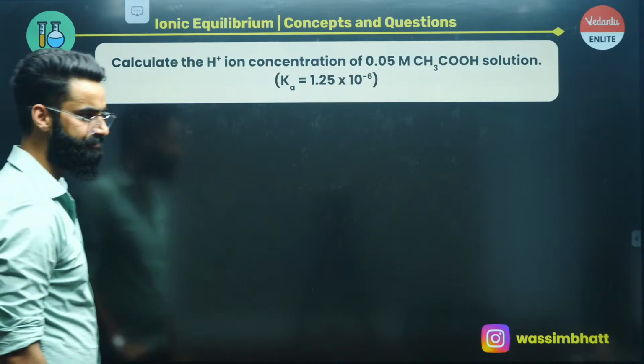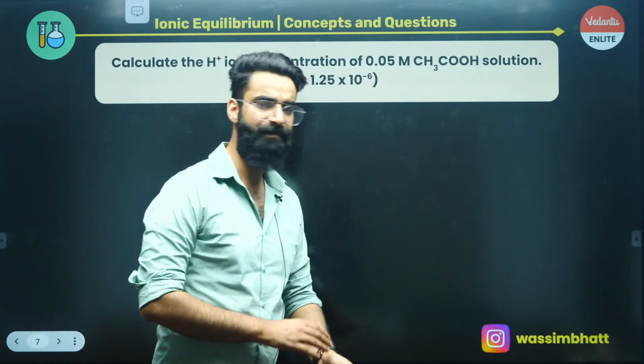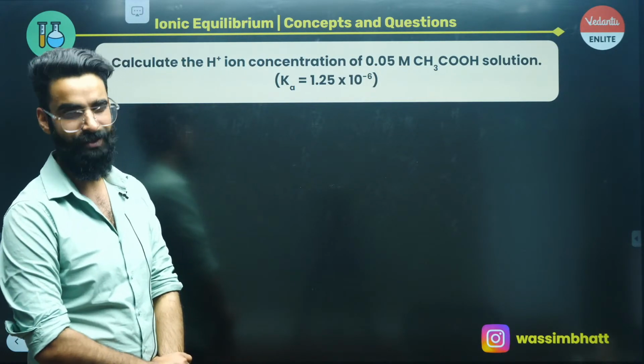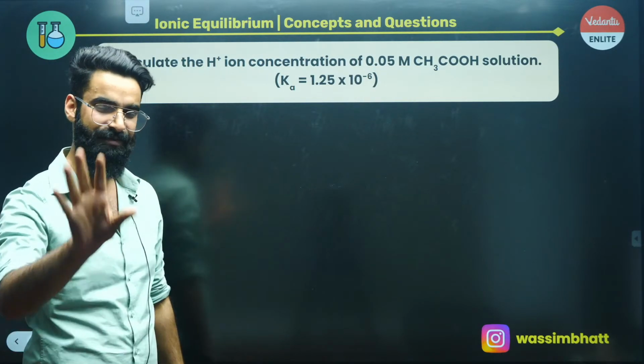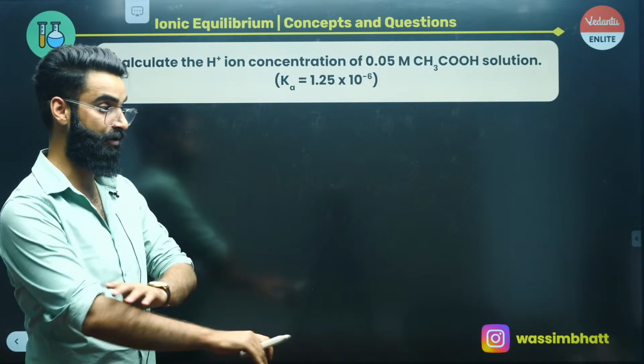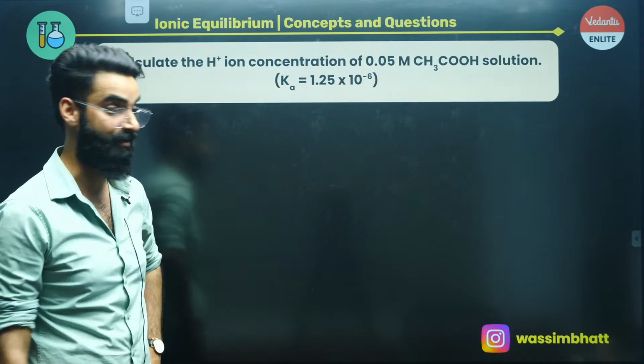In the NEET examination, you need not check whether alpha is less than 0.05 or not. In NEET, it will always be less than 0.05. But in JEE, it may not be less than 0.05. At that point, you need to solve the quadratic, right?